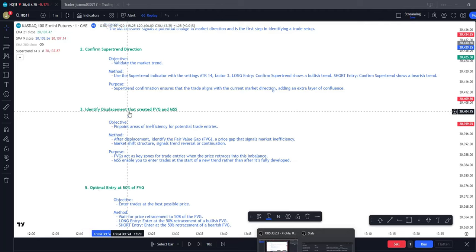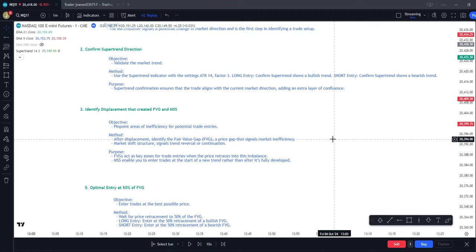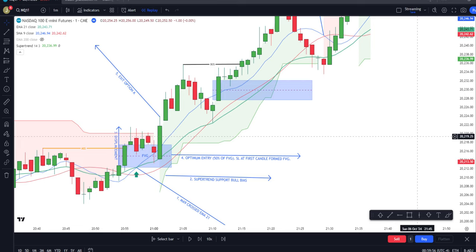So identify displacement that created fair value gap. My idea of displacement is different from the displacement that you probably know from other YouTube channels or YouTube gurus. And my fair value gap, or the inefficiency gap, is almost the same. But if you don't know fair value gap, this concept is used for price action during trading, to identify inefficiencies in the market. Fair value gap is where price moves too quickly in one direction, leaving a gap or imbalance in the order flow.